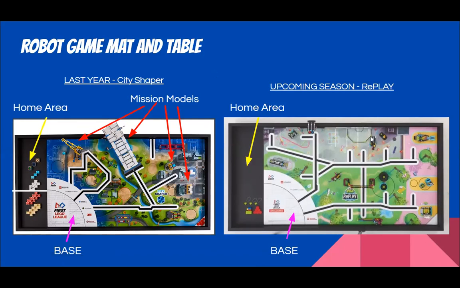The yellow arrows point to the home area, and the home area is the space where you put all of your attachments and pieces to complete the missions during the robot game. And as you can see on last year's map, the red arrows point to mission models. For an example of one of the missions, the second red arrow is pointing to the big white ramp. And to complete that mission, the robot has to go up the ramp to earn points.